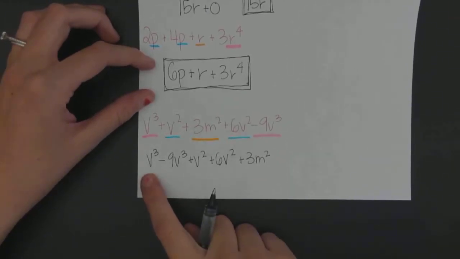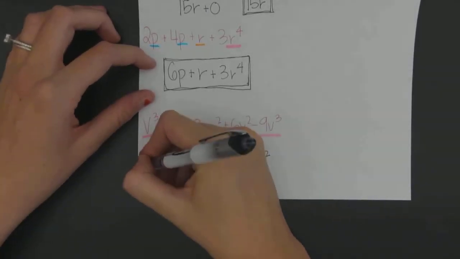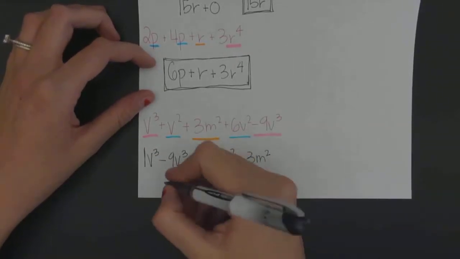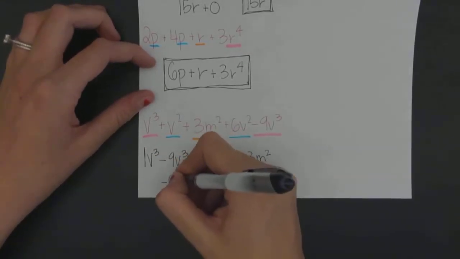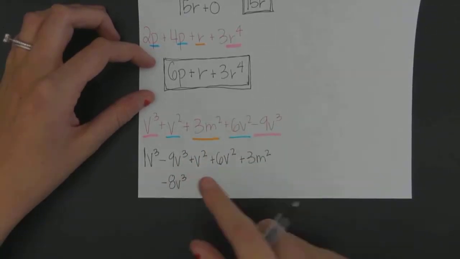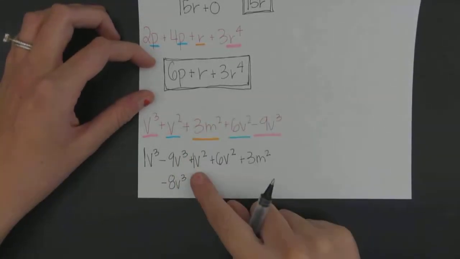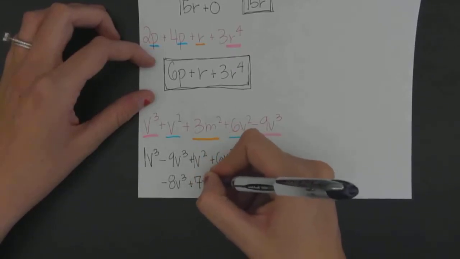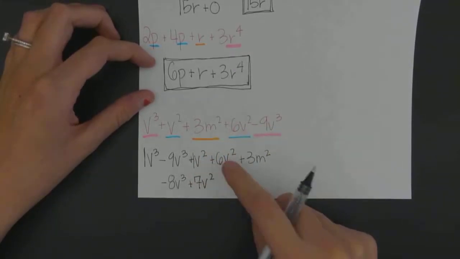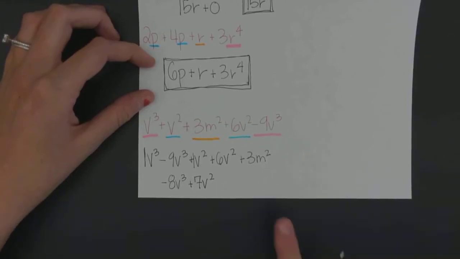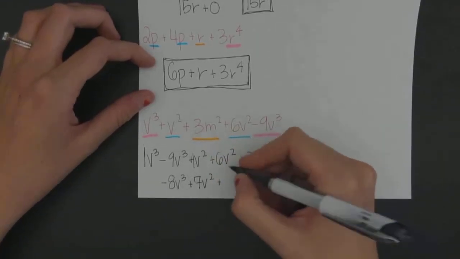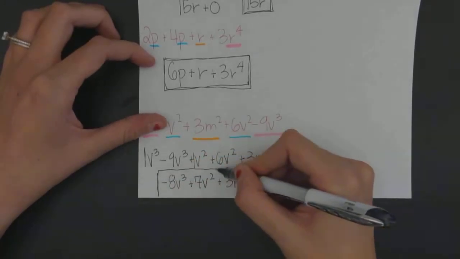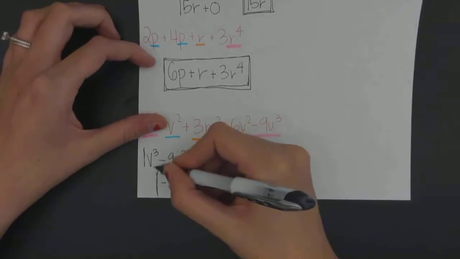All right, so what is v to the third? I could also put a 1 right here if that helped me. What is 1 minus 9? I know that would be negative 8v to the third. I could put a 1 right here. 1 plus 6, that would be a positive 7v squared because that was my variable. And then at the end I just have this 3m squared all by himself. So this right here would be my final answer.